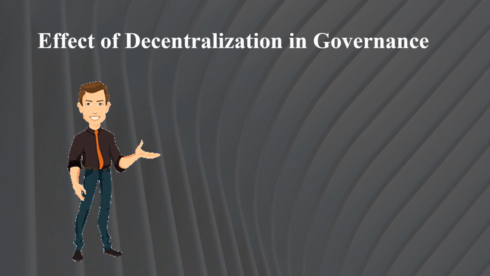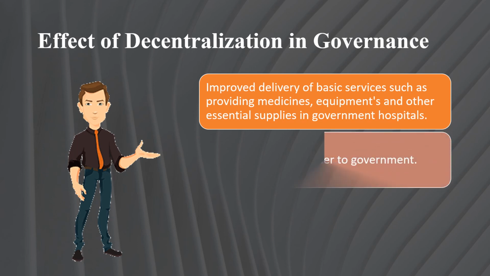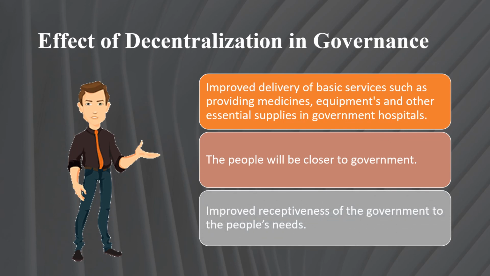Effect of decentralization in governance. Improved delivery of basic services such as providing medicines, equipment, and other essential supplies in government hospitals. The people will be closer to government. And also improved receptiveness of the government to the people's needs.